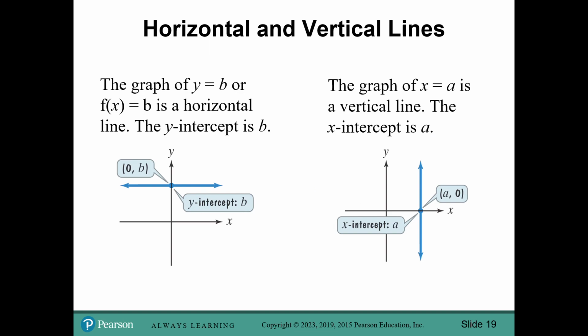So, let's define it. Horizontal and vertical lines. The graph of y equals b, or f of x equals b, is a horizontal line, and the y-intercept is b. So, this horizontal line is just a line that goes through that y-intercept b. The graph of x equals a is a vertical line. The x-intercept is a. And you have that vertical line through that x-intercept point there, (a, 0).